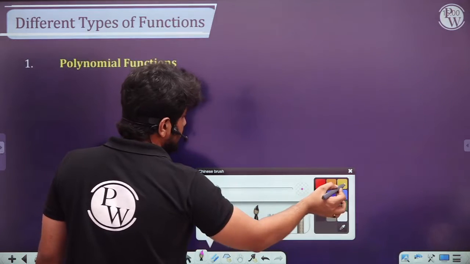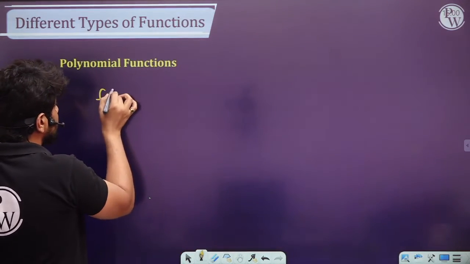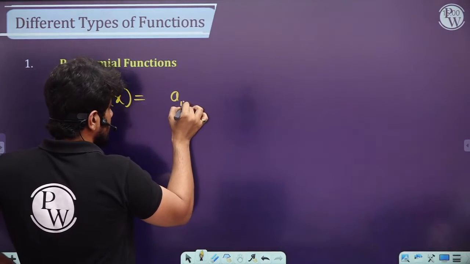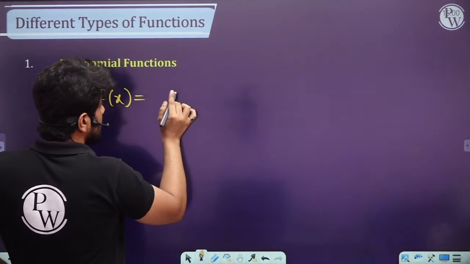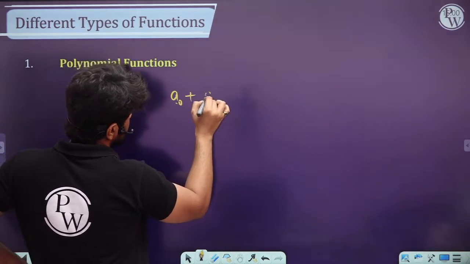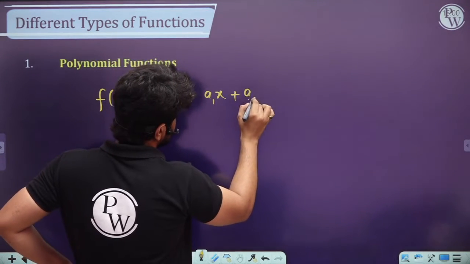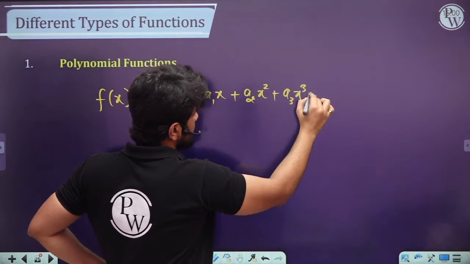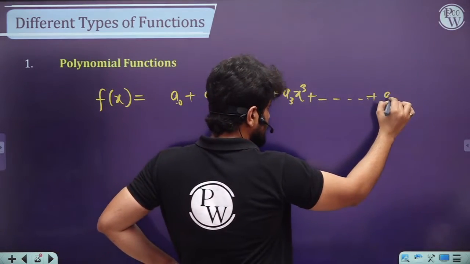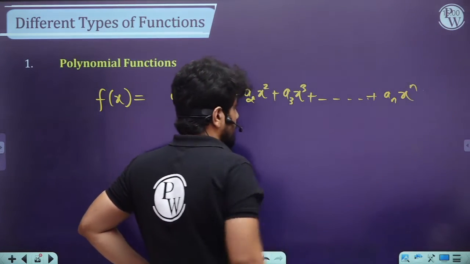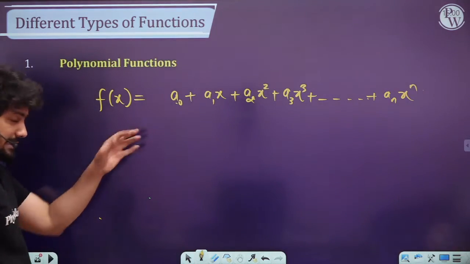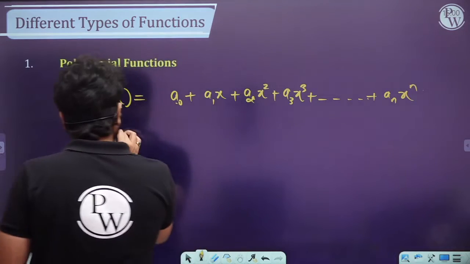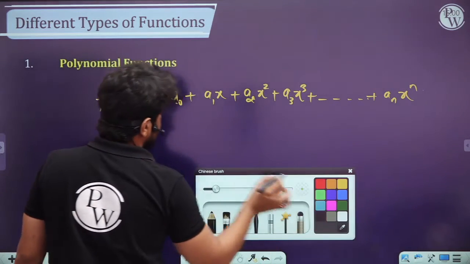The general definition of a polynomial function: f of x is equal to a0 plus a1 into x plus a2 into x square plus a3 into x cube and so on up to an into x raised to the power n. This is how a polynomial function looks. This is a polynomial of degree n.